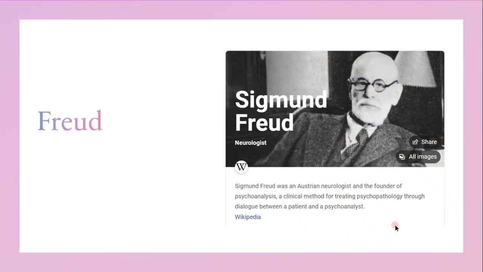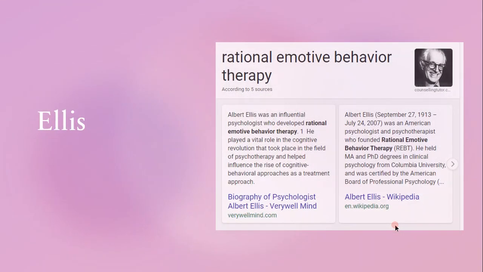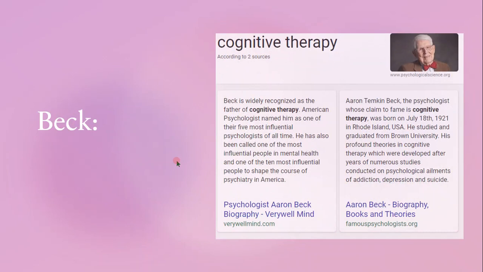He was an Austrian neurologist and founder of psychoanalysis, a clinical method for treating psychopathology through dialogue between a patient and a psychoanalyst. Ellis. Rational emotive behavior therapy. Albert Ellis was an influential psychologist who developed rational emotive behavior therapy. He played a vital role in the cognitive revolution that took place in the field of psychotherapy and helped to influence the rise of cognitive behavioral approaches as a treatment approach. So, there we go. Ellis is for the cognitive side of things. And Beck, also cognitive therapy.